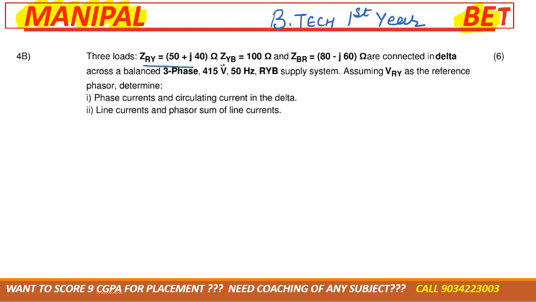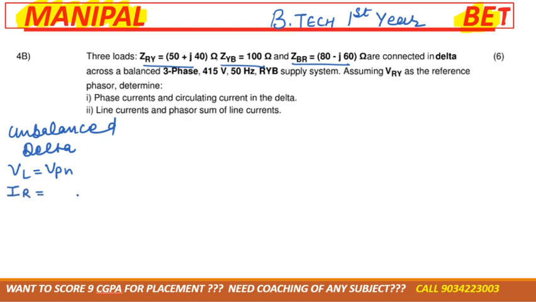Question is 3 phases of complete 6 marks. All the loads are different, so this is unbalanced. First thing, in unbalanced it is delta, and in delta the line voltage must be the phase voltage, and the current would be different, right? So I told you IR, IY, IB. This formula is given in your handbook also.